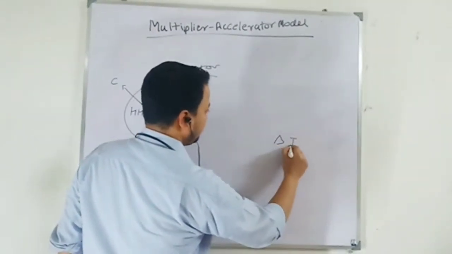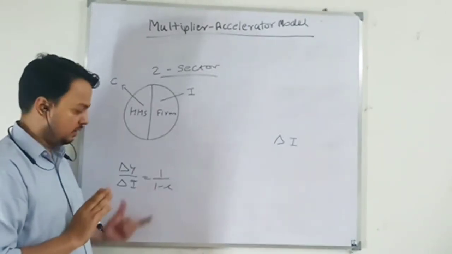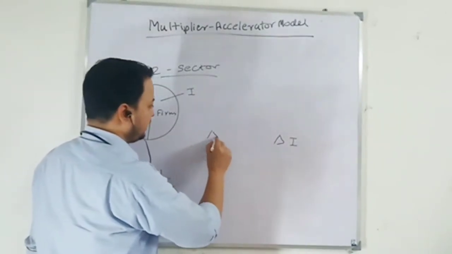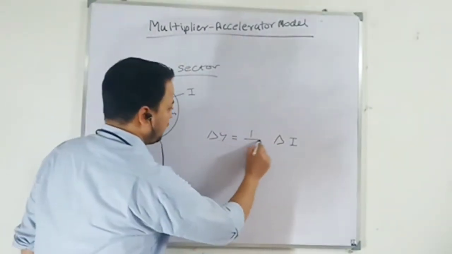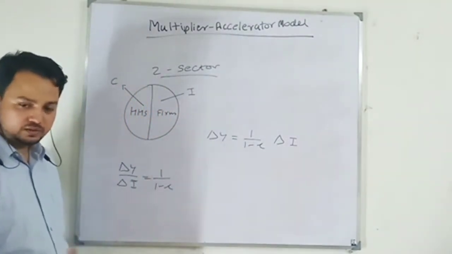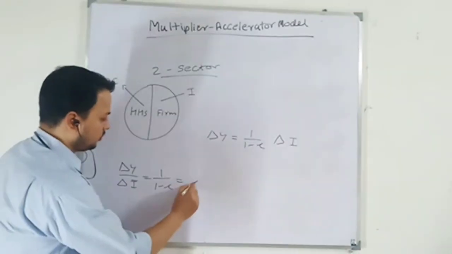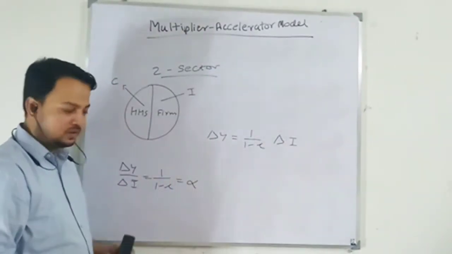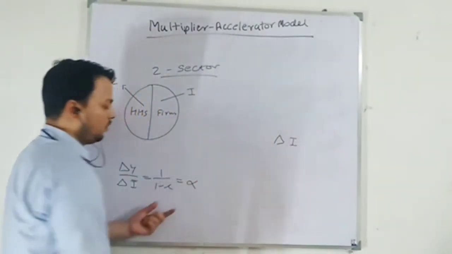So when investment increases, understand how I am interpreting this thing. When investment increases, income increases by multiplier times delta I. I repeat again. Multiplier I denote by alpha, so let me put alpha better. So when I say alpha, it means multiplier. Let me repeat again how we interpret this thing.